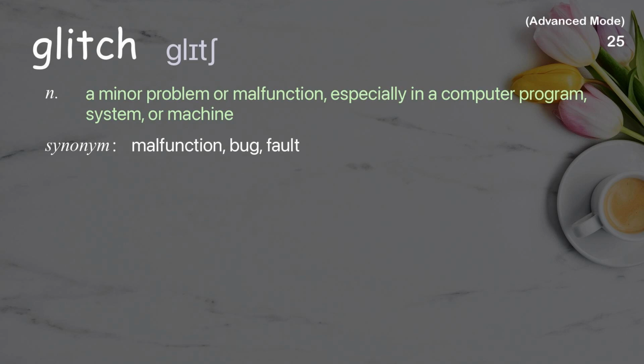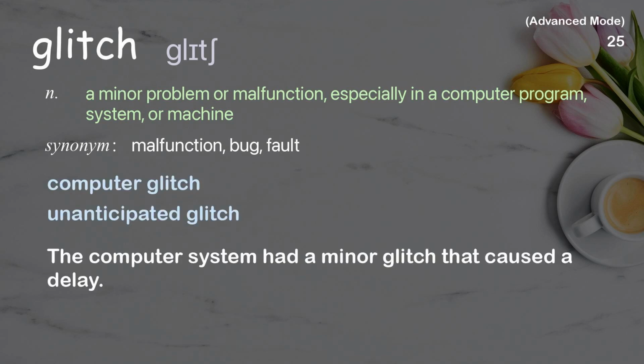Glitch. A minor problem or malfunction, especially in a computer program, system, or machine. Examples: Computer glitch. Unanticipated glitch. The computer system had a minor glitch that caused a delay.